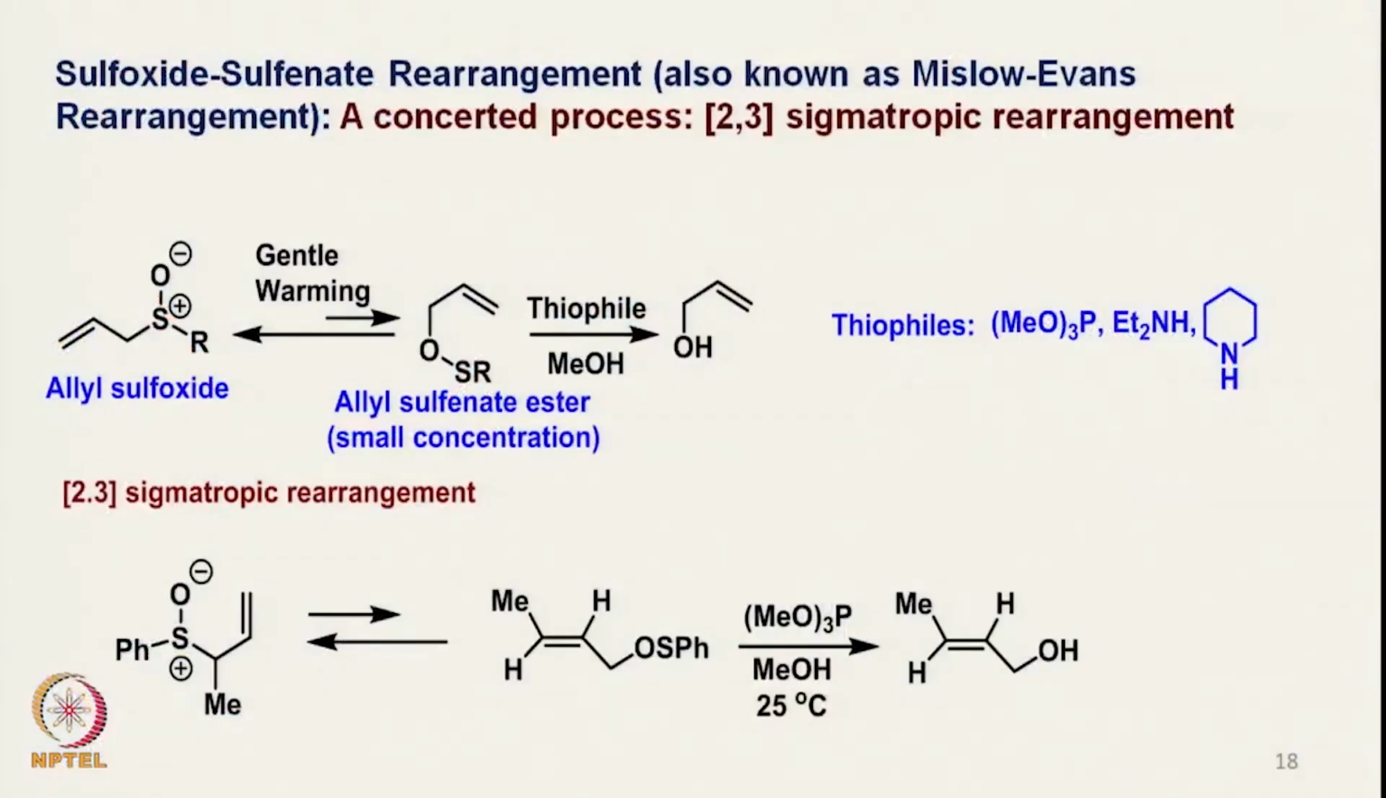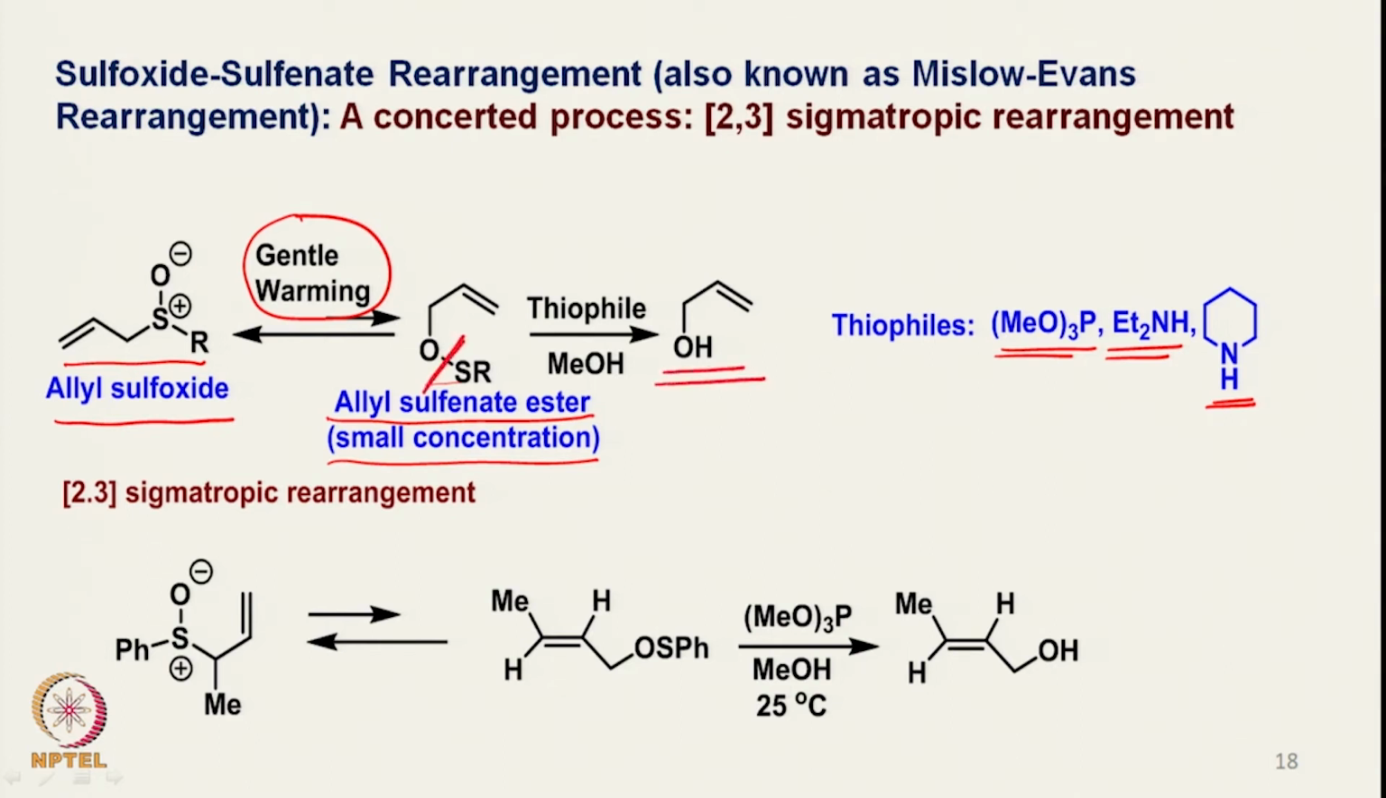Now we go to the sulfoxide sulfenate rearrangement, and this particular reaction is an interesting reaction which starts with an allylic sulfoxide, which exists in equilibrium with the allyl sulfinate ester. A very small concentration of this is observed when you do a gentle warming here. So essentially this allylic sulfoxide and this allyl sulfinate ester exist in equilibrium, and when a thiophile is present in, say, methanol, for example thiophiles such as trimethyl phosphite or diethylamine or even a secondary base like this, it allows the cleavage of the oxygen sulfur bond to form the allyl alcohol.